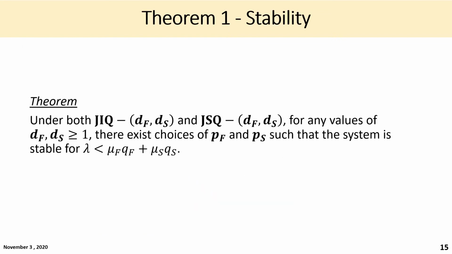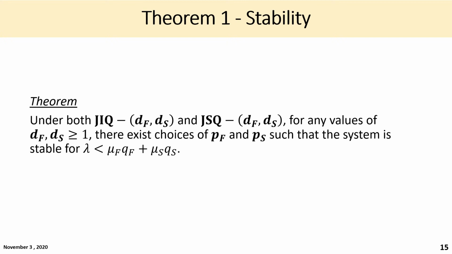One major result of our work is the stability of our proposed policies. By stability, we refer to the property that each server experiences an average arrival rate less than its service rate, which is a necessary condition for achieving finite mean response time for our system.